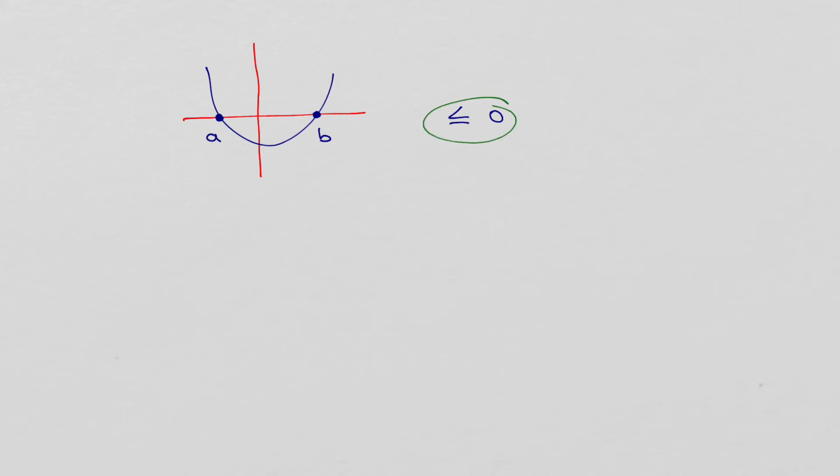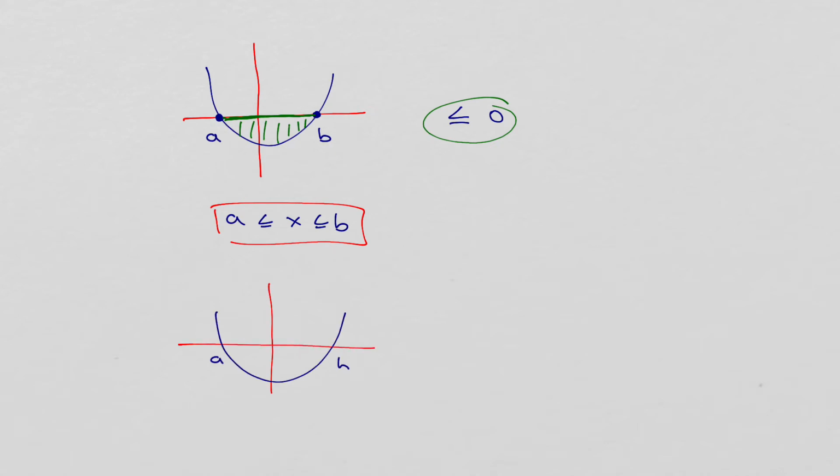So in general, if I have a U-shaped graph that cuts the x-axis at A and B, and I'm looking for less than or equal to 0, then the answer will always be x has to lie between these two numbers to give us a positive y value. In other words, our solution set will always be A less than or equal to x less than or equal to B.